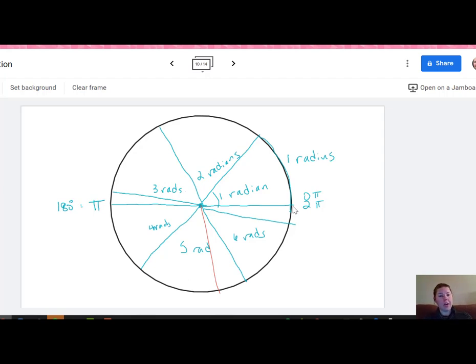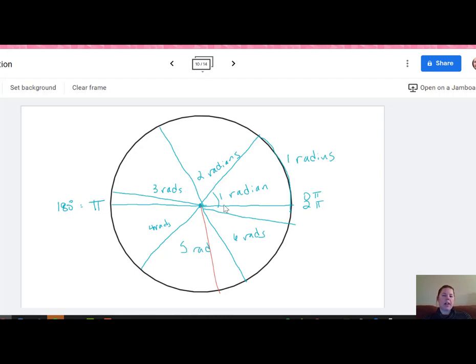Then I asked, what is it halfway around the circle? They said it's a little bit more than 3. I asked, what is a number that's a little bit more than 3 that you've heard before? And they told me pi, which is exactly right. So halfway around my circle has a radian angle measure of pi, and all the way around has a radian angle of 2 pi.